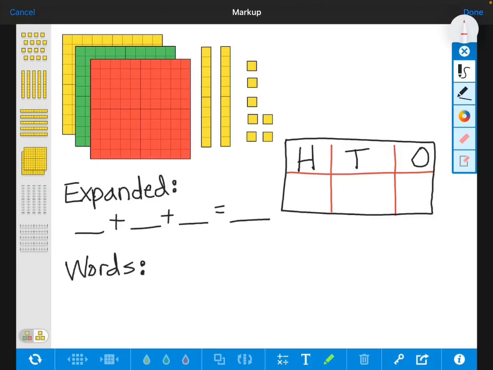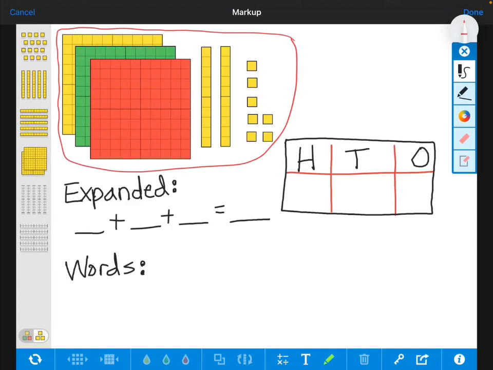Before I start in the instruction book today, I just wanted to go over some of the different ways that we can represent a three-digit number. On my screen, I'm showing you that you can represent three-digit numbers using place value models. Here I have the place value models, and I have hundreds. It looks like I've got 3 hundreds here.